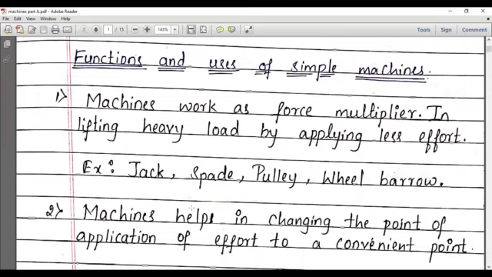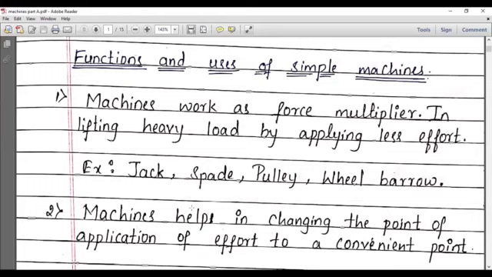a spade is used to turn the soil, pulleys are used to lift heavy load, a wheelbarrow is used to carry a load. In all these examples, the effort is much less than the load. So the machine acts as a force multiplier. If the effort is less than the load, we call that machine a force multiplier machine. So the examples are jack, spade, pulley, wheelbarrow.